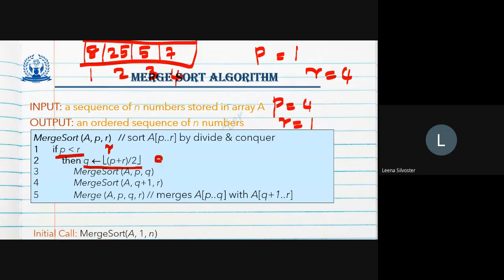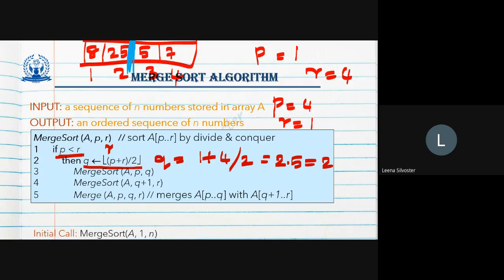Okay, so what is the value of Q? Q equal to P plus R by 2. What is P plus R by 2? It means 1 plus 4 divided by 2. So what is the value? 2.5. Okay, which value will you take? There is a floor also. Floor of 2.5 means 2. You can neglect the other values. So you will get the midpoint. This is the midpoint.